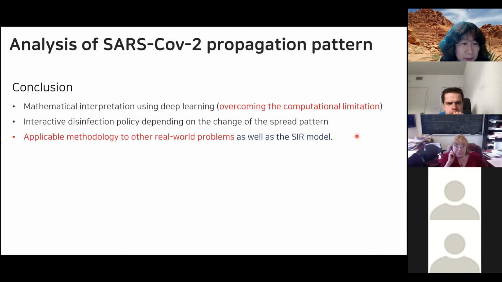Let me give closing remarks. First, we can apply the mathematical interpretation using deep learning to overcome computational limitations. Second, interactive disinfection policy can depend on the change of the spread pattern, which we can do mathematically. Finally, we can apply the methodology to other real-world problems besides the SIR model. We can always utilize these forward and inverse problems for other applied problems.